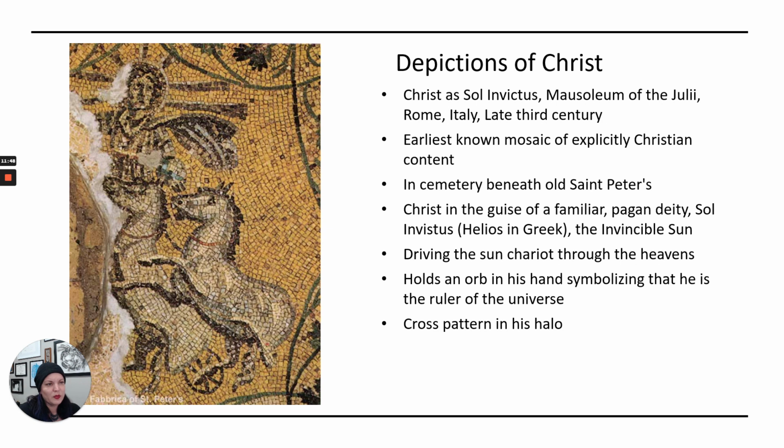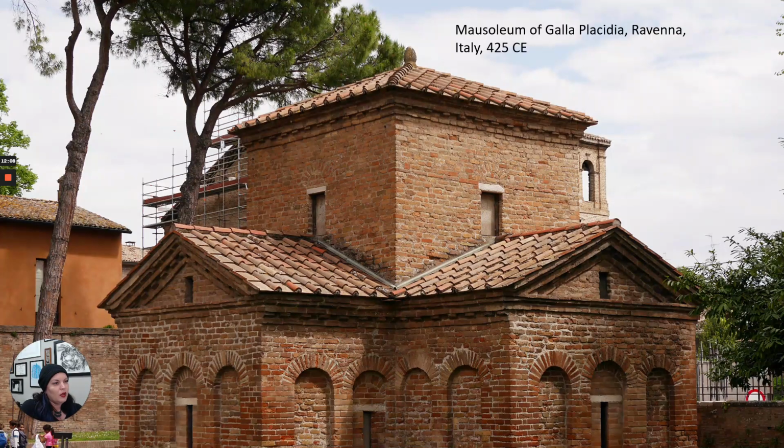And, oh, the other thing, it's kind of hard to see. So he has his hand out in this image, and there's a round orb in his hand. And so that is symbolizing that he is the ruler of the universe. So he's the God not just for the small community, but he is the God for everyone in the universe. So that's what the symbolism there is.